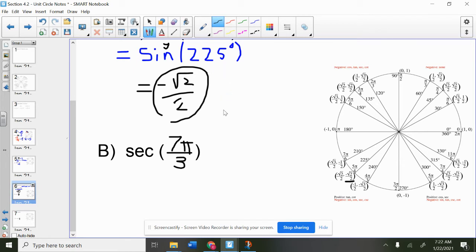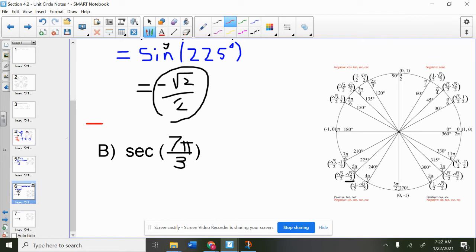All right, so the secant of 7 pi over 3, secant of 7 pi over 3. So in this situation with the secant here, look for 7 pi over 3. Okay, don't have 7 pi over 3. Remember, this goes around to about 2 pi, so that's a little bit more. If you do 7 divided by 3, it's going to be more than 2 pi. So that's not on the unit circle. So I need to find something that is.